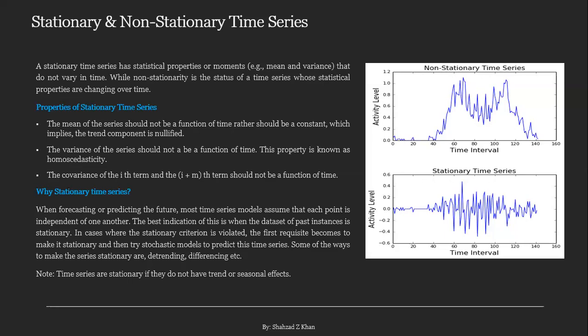So we'll see. Time series are stationary if they do not have any trend or seasonal effect. It means if there is no trend and no seasonality effect, the time series is stationary. There must not be much variation in the data. You can see whether the time series is stationary or not by plotting the time series. Then we will see the other concepts also.